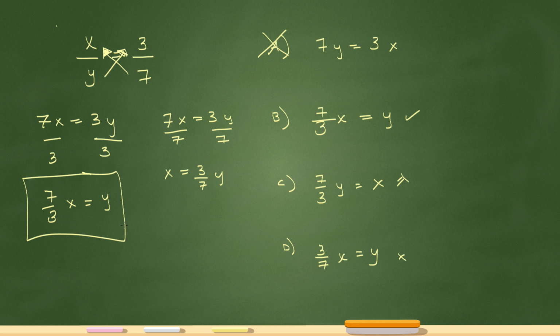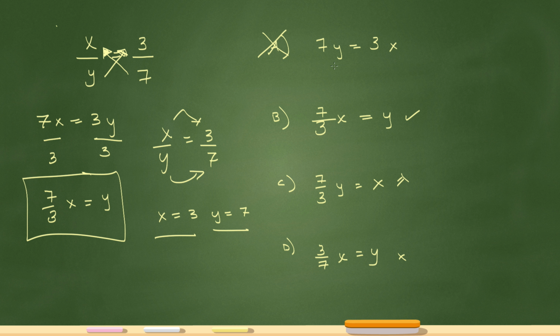Here's another one. Let me see if I want to erase. I'll erase this right here. Okay. So if I have x over y equals 3 over 7, right? X over y equals 3 over 7. This is essentially saying that x is 3 and y is 7. So I know that x has to be 3 and y has to be 7. So let's plug these numbers in here.